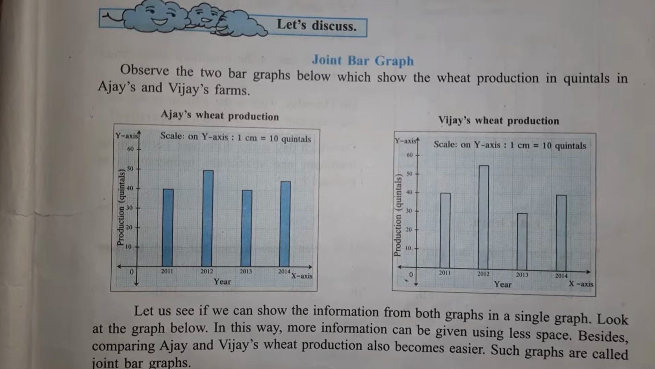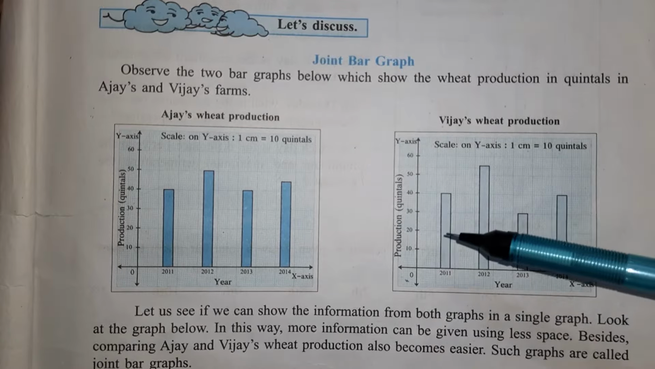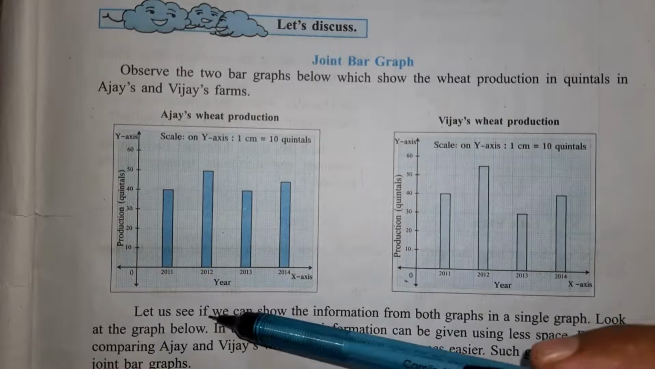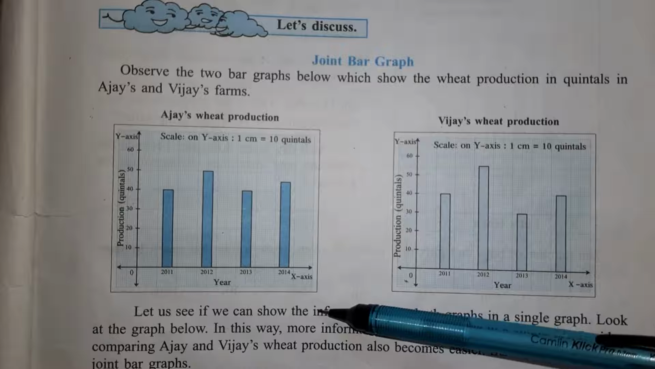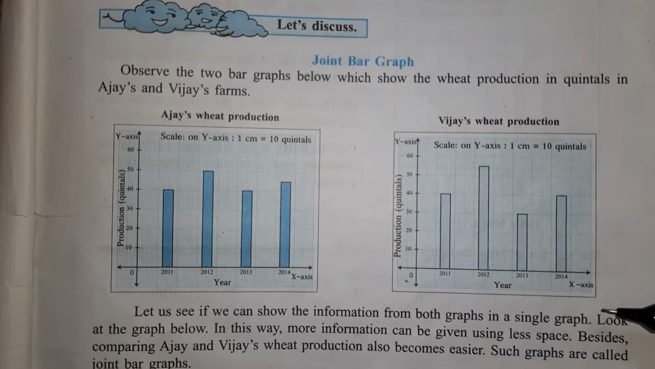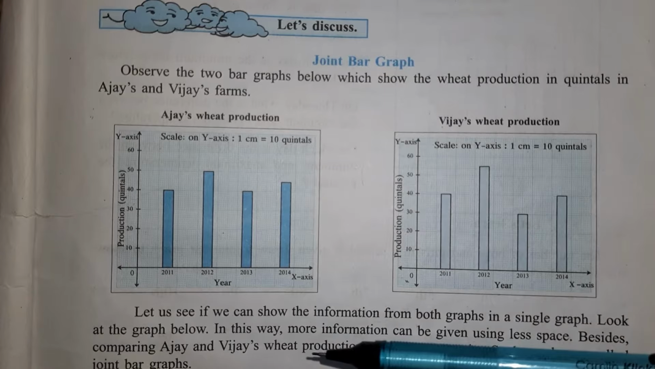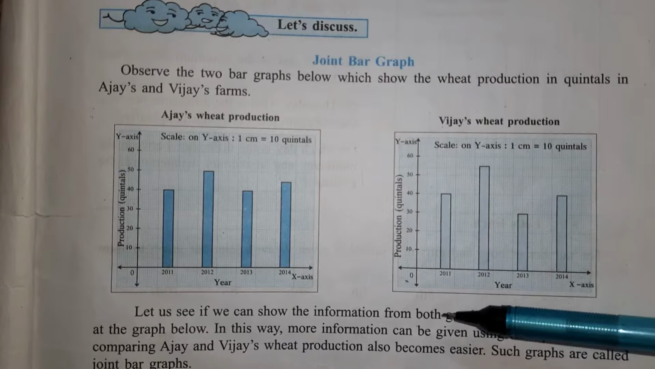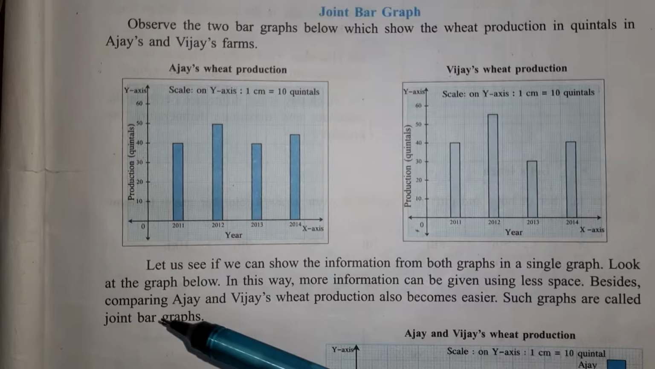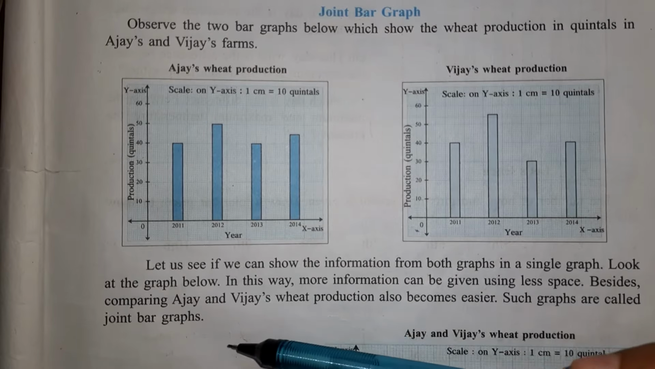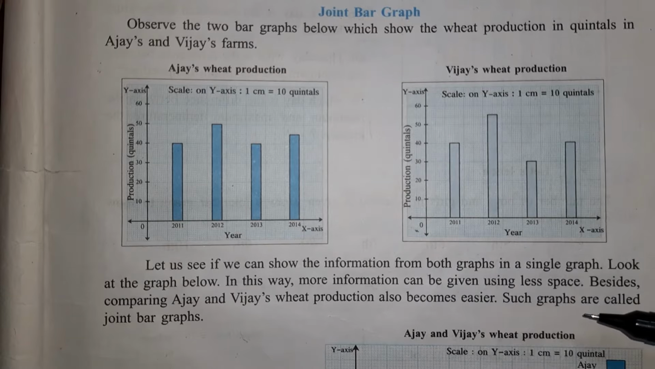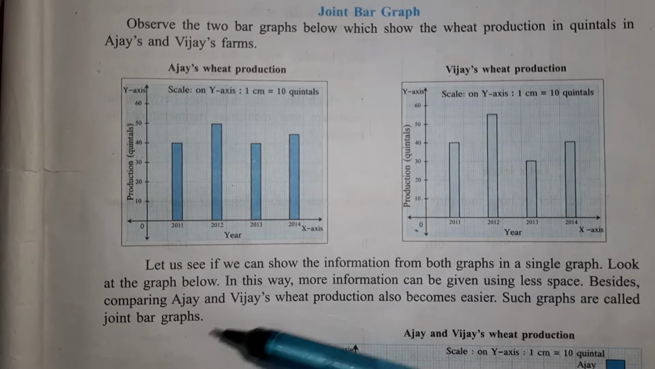So can we now draw these two graphs in a single graph? Can we combine such two graphs? So let's see. Let us see if we can show the information from both graphs in a single graph. Look at the graph below. In this way, more information can be given using less space. Besides, comparing Ajay's and Vijay's wheat production also becomes easier. Such graphs are called joint bar graph.